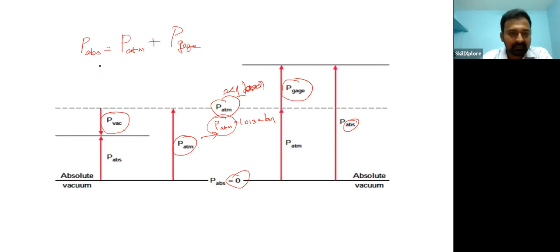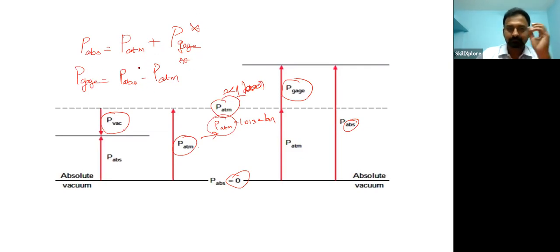Next, if you want to calculate the gauge pressure, just reverse this: P absolute minus P atmospheric. So remember these two terms, which will help you to solve the problems in the upcoming sessions and also in your examinations. These two are very important concepts.